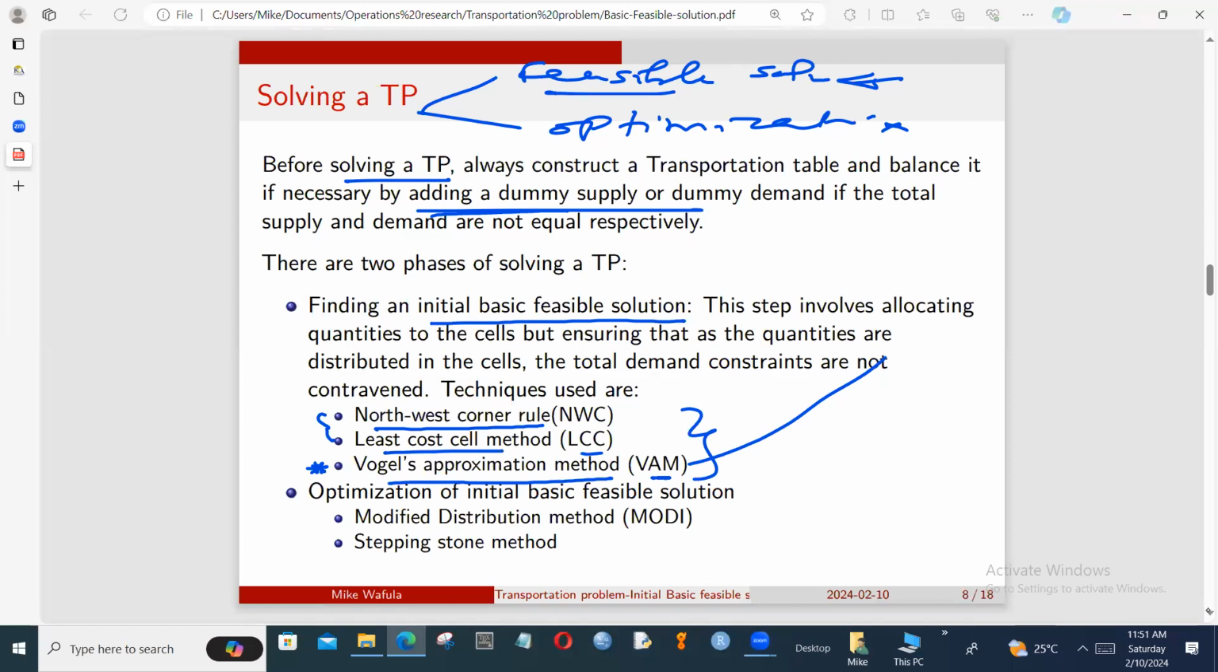Then later on, we shall look at the techniques of optimizing an initial feasible solution that we have obtained here. How do we seek to reduce it further? That's the process of optimization. There are two techniques: the modified distribution method, famously known as the MODI method, and the stepping stone method. So we want to look at, first of all, the first three. Then optimization will be a discussion on another day. I hope you're okay so far.